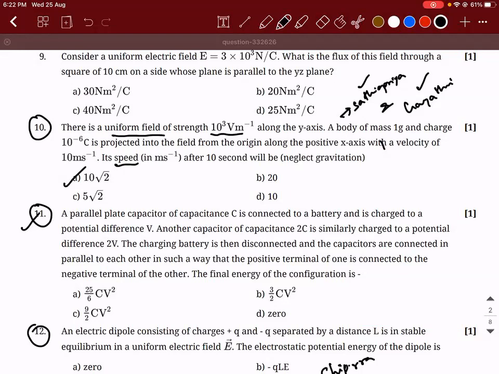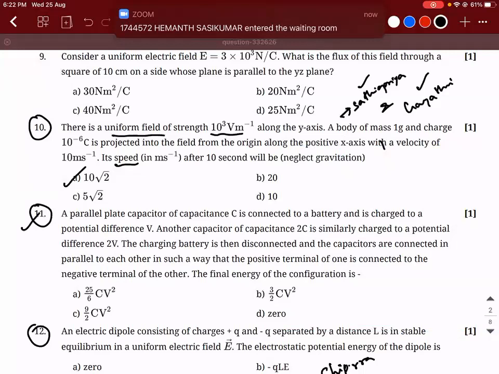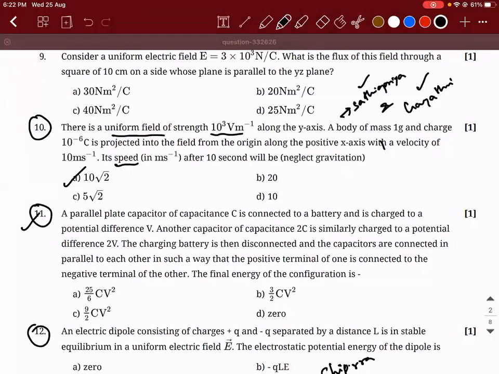There's a parallel plate capacitor of capacitance C connected to a battery of potential V. By doing that, what will happen? Two capacitors. The first one has a capacitance of C, the second one has a capacitance of 2C, sir. Correct. And the potential difference of the first capacitor is V and the other is 2V, sir. Okay. So by connecting it across the potential source, what will happen? They'll get charged. So what is the charge on the first capacitor? It will be CV. What is the charge on the second capacitor? Sir, is it 2C into 2V?